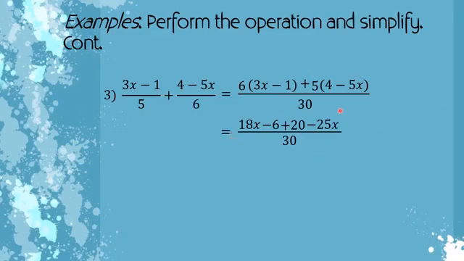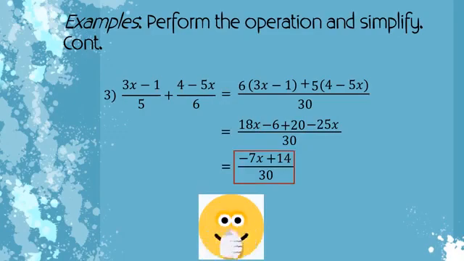And take note, we can still simplify our numerator by adding like terms. And so you copy the denominator, and you have 18x plus negative 25x. They are like terms. They can be added. So 18 plus negative 25 is equal to negative 7x. Okay? And also you have negative 6 plus 20. They are also like terms. So you have positive 14. And now this is your final answer.